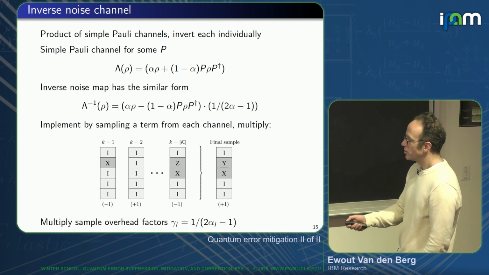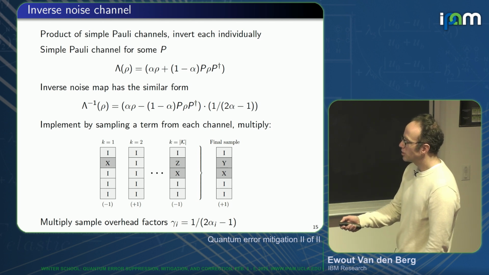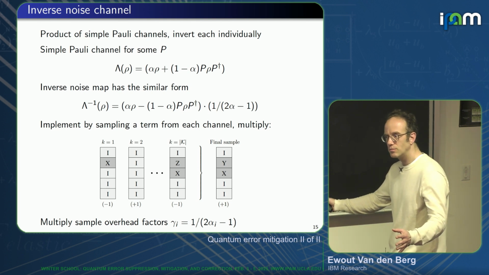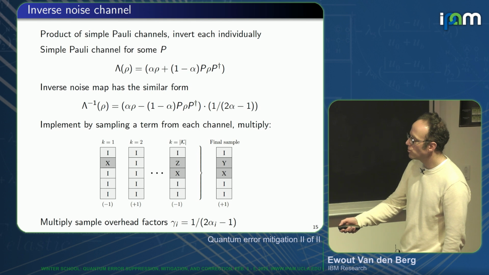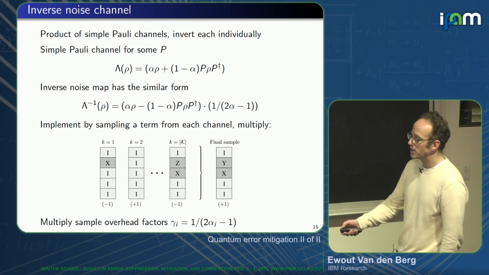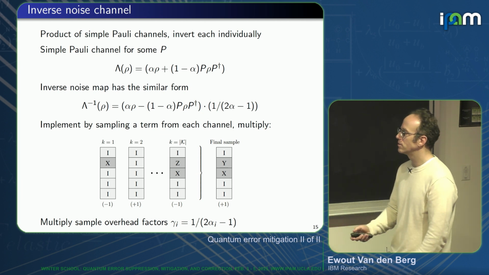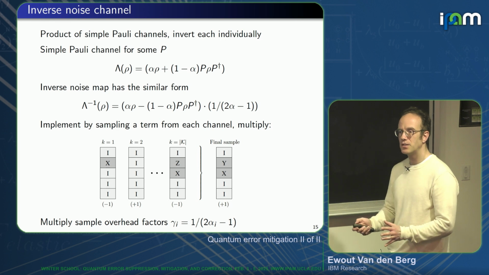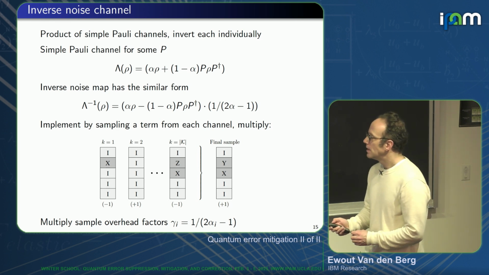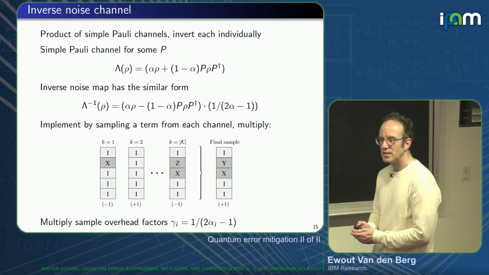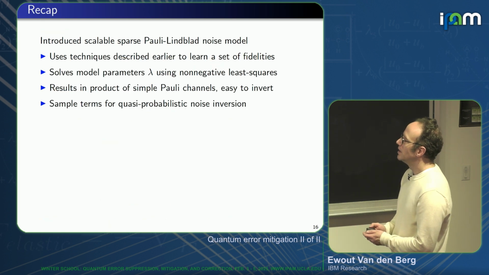So if we pre-multiply the channel with this, and that's repeated many times with these different weights we sample, and an overall scaling factor of the product of the gamma i's, so we take the product of all of these, then we can just invert that noise map, right? Is that clear? Good. Okay.